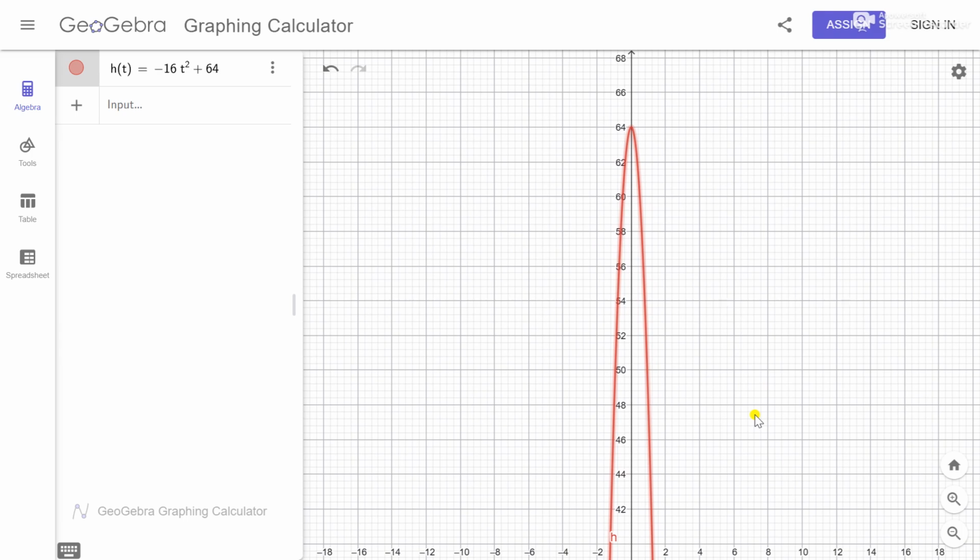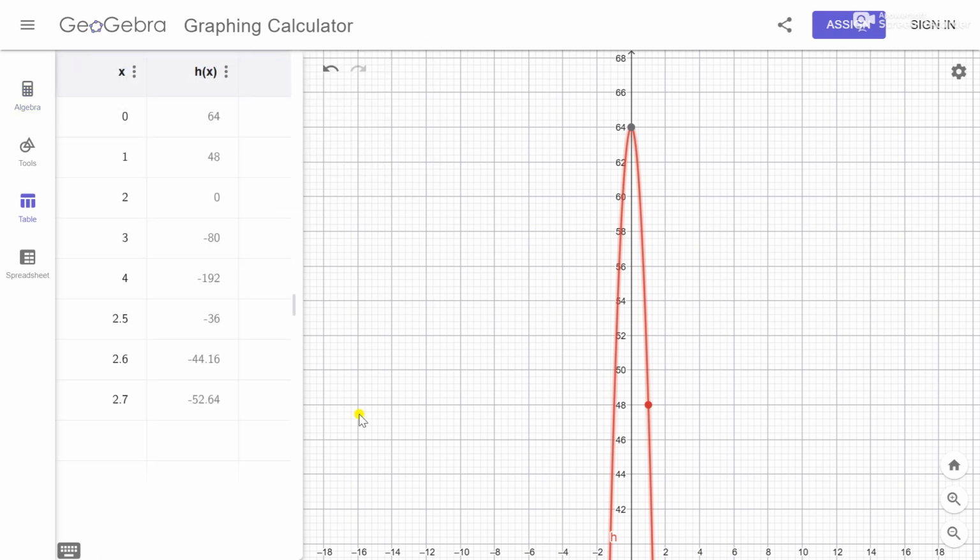So to answer the question of when the rock will hit the ground, plot points to make a graph of the situation. GeoGebra did that for me. So first thing we need to do is make a table of values. So I click on these three little dots and click Table of Values. And look at this. I already did this, so you enter your x values over here. So I did 0, 1, 2, 3, 4. And we see that it went 0, 64, 1, 48, 2, 0, 3, negative 80, 4, negative 192. So what this tells me is that it's going to hit the ground at about 2 seconds.